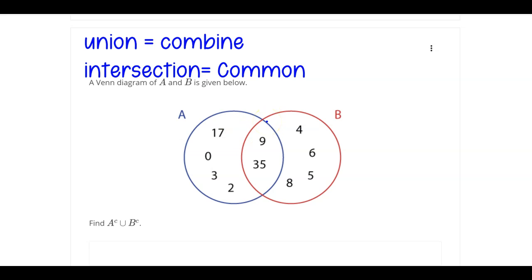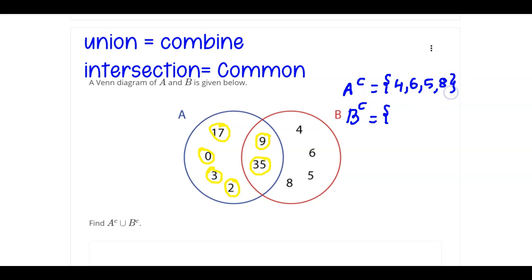So the first thing I'm going to do is find my A complement and then my B complement. So to find A complement, I have to have everything except A. That means I cannot have my 9, I cannot have my 35, I cannot have my 2, I cannot have my 3, I cannot have my 0, I cannot have my 17. So what can I have? My A complement is 4, 6, 5, and 8. You can write them in increasing or decreasing order, but I just left it because that's how I was seeing it. Now let's look at B complement.